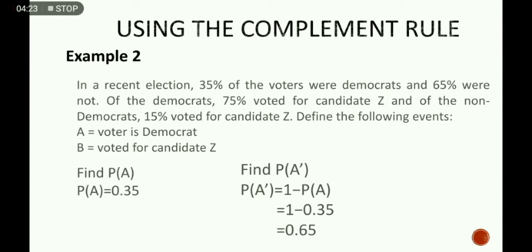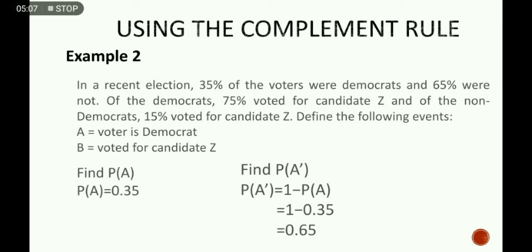So next example, in a recent election, 35% of the voters were Democrats and 65% were not. Of the Democrats, 75% voted for candidate C, and of the non-Democrats, 15% voted for candidate C. Define the following events. So dito, yung A nire-represent niya yung voter is Democrat and yung B naman ay voted for candidate C. So dito pinapahanap yung probability ng event A at ng probability ng complement ng A.